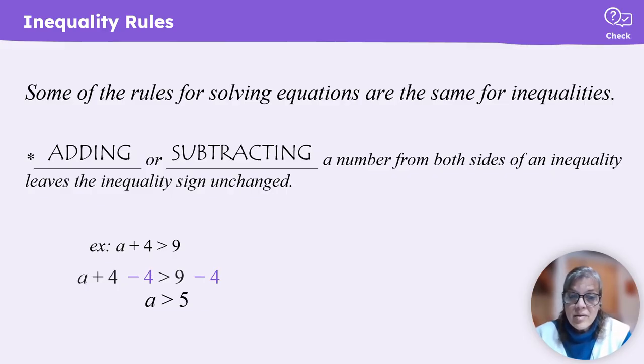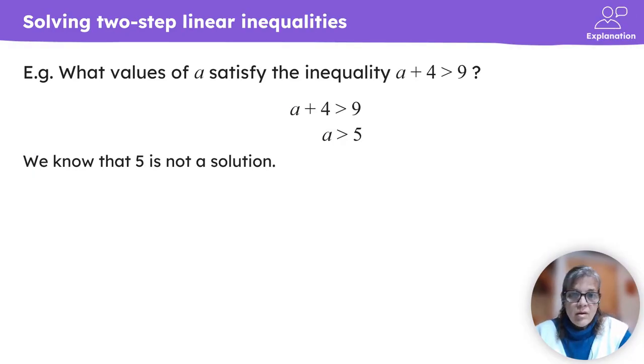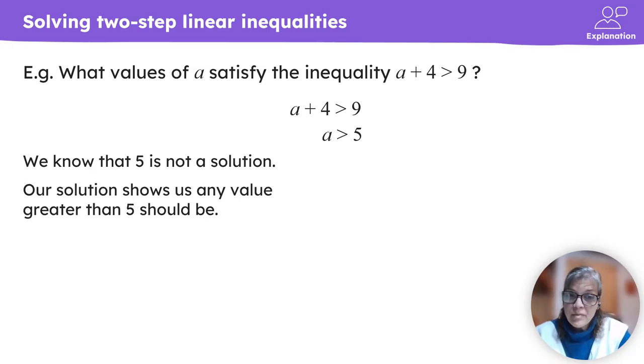And it would be perfectly correct. Adding or subtracting doesn't affect the inequality sign. Now, keep in mind, we know that a can't be 5 in this case. It's not a solution. It has to be bigger than 5. So any value greater than 5, if I check it, it should work.